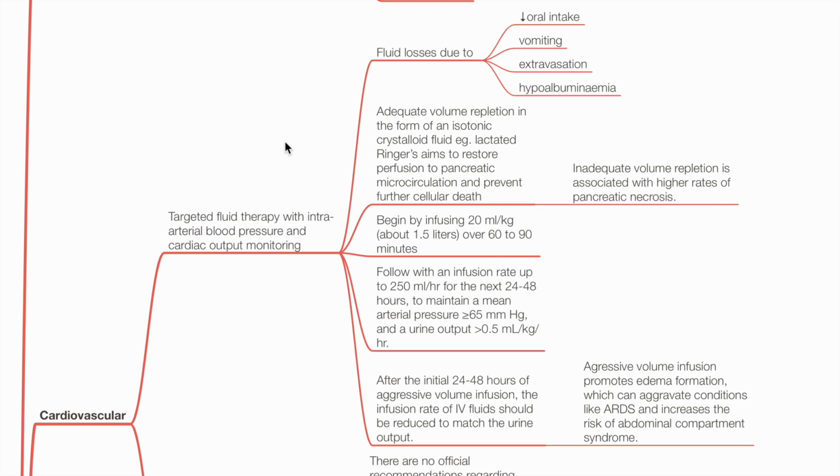An example of a regime is 20 ml per kg over 60 to 90 minutes, followed with an infusion rate of up to 250 ml per hour for the next 24 to 48 hours to maintain MAP of 65 mmHg or more and urine output of more than 0.5 ml per kg per hour. After initial aggressive volume resuscitation, infusion rate of IV fluids should be reduced and guided by various clinical parameters, as aggressive volume infusion promotes edema, which can aggravate conditions such as ARDS and increases the risk of abdominal compartment syndrome.